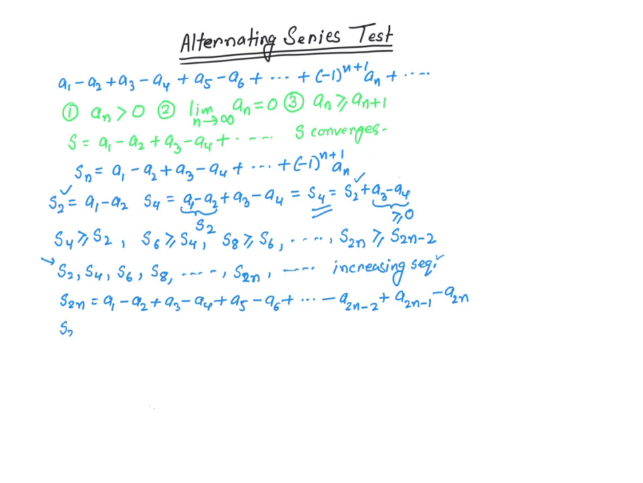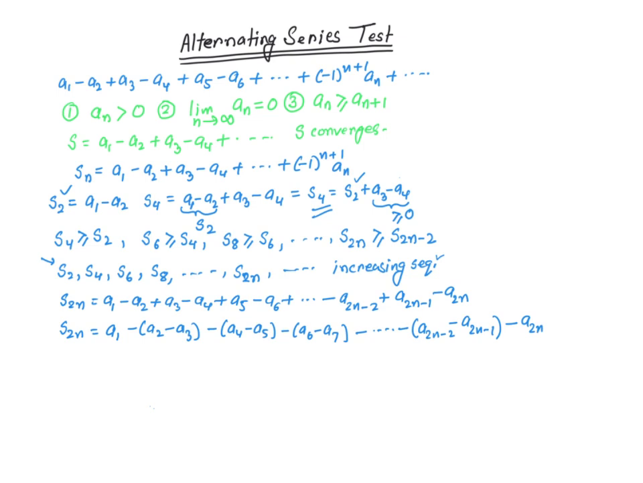So S sub 2n is equal to a1 minus a2 minus a3 minus a4 minus a5 minus a6 minus a7 minus, keeps going, then minus a_(2n minus 2) minus a_(2n minus 1), and then minus the last term a sub 2n.